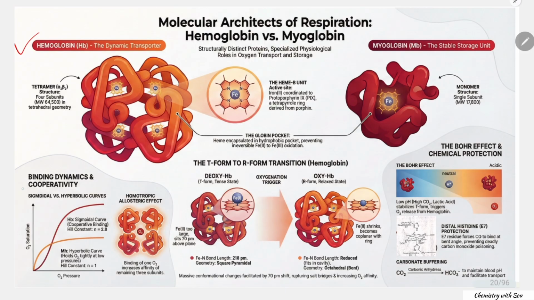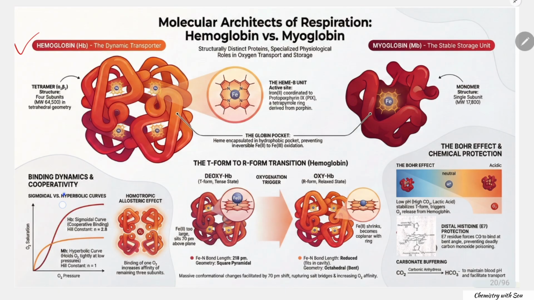After that, we are going to discuss the binding dynamics and cooperativity of hemoglobin and myoglobin. So if we plot oxygen saturation versus oxygen pressure, we'll get a sigmoidal plot for hemoglobin and a hyperbolic plot for myoglobin. Basically, this sigmoidal plot is obtained due to the cooperativity effect. We'll discuss it at a later stage.